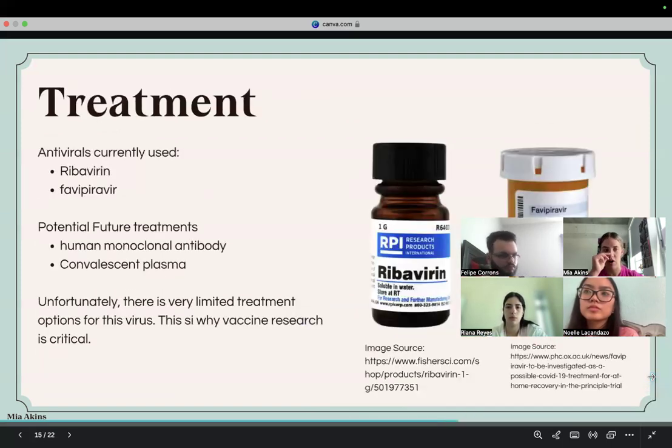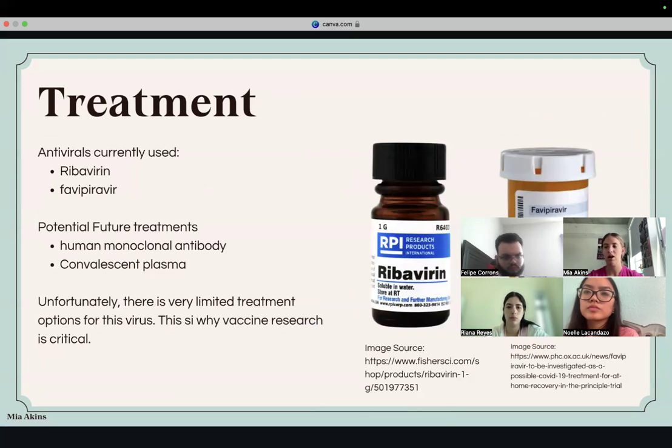And then moving on to the treatment, unfortunately, there's not extensive treatments available for the Lassa virus. As discussed before, ribavirin is an antiviral commonly used to treat Lassa virus infections. Other treatments that have also been explored include another antiviral, favipiravir, which has also been used, and two images are shown on the screen of what those might look like.